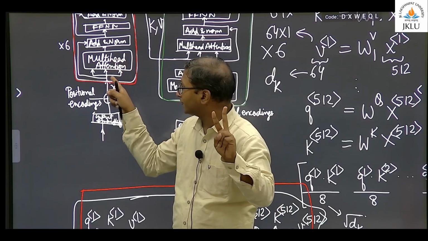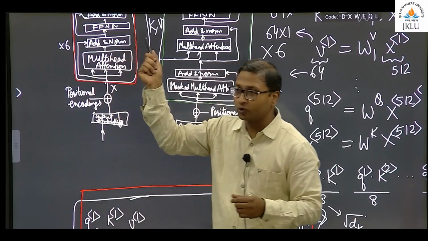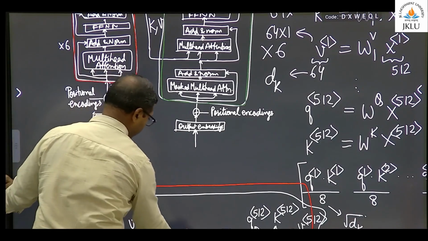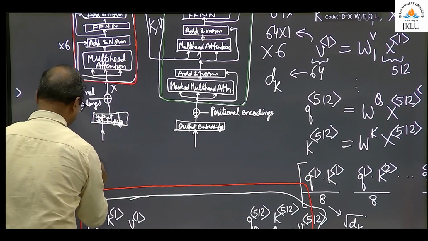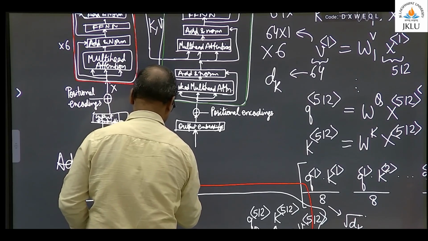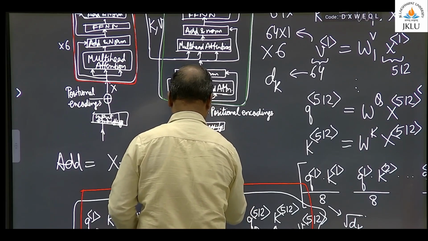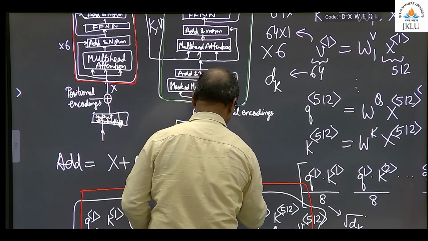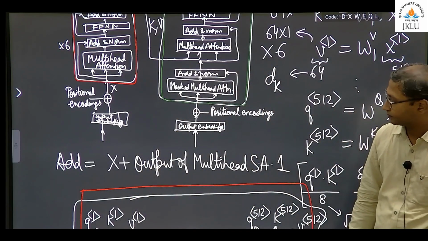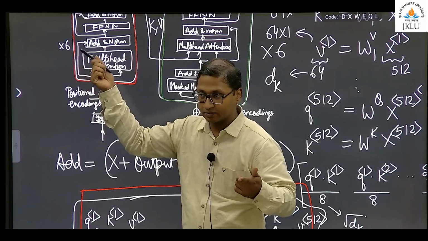So there are two operations happening here. Add means this x plus the output of the self attention layer, right? So what add is doing here is, add is basically equal to x plus the output of multi-head self attention at encoder 1. You take this whole thing and then you normalize.